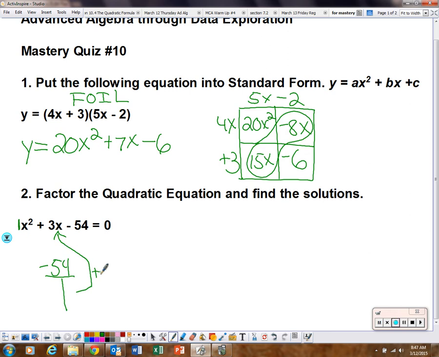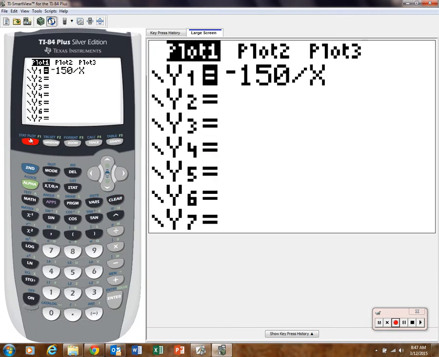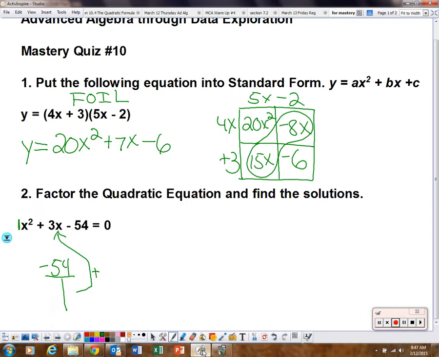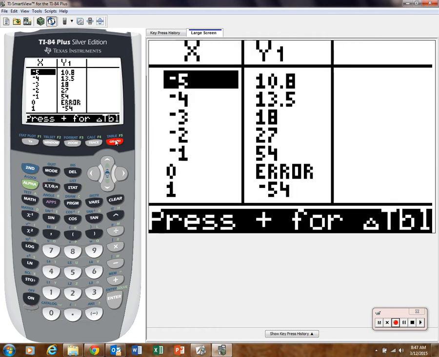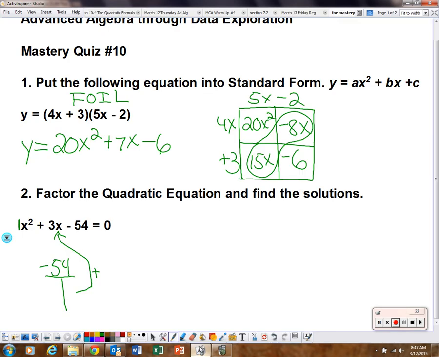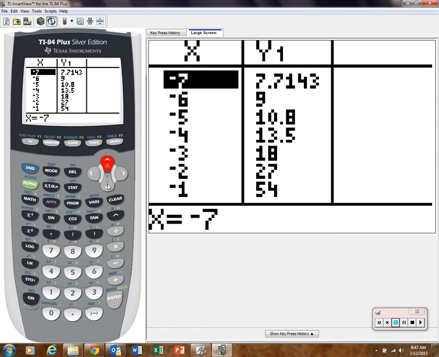Again, you need to know your factors. If you struggle with factors, take your calculator. Go to your y equals, type in the negative 54, divide it by x, go to your table and look for factors that are going to add up, again, to a positive 3. Okay, so let's see. I've got negative 3 and 18. No, that's not going to work. Again, I need them to add up to a positive 3. Oh, there it is, right here.